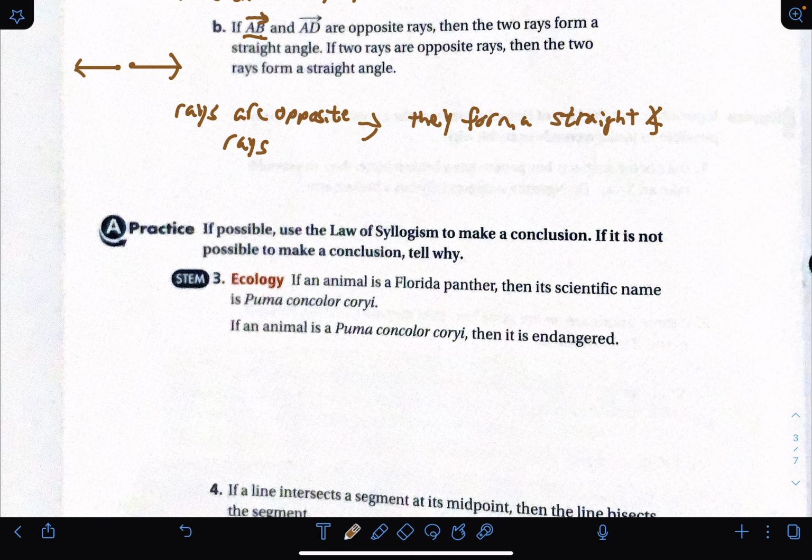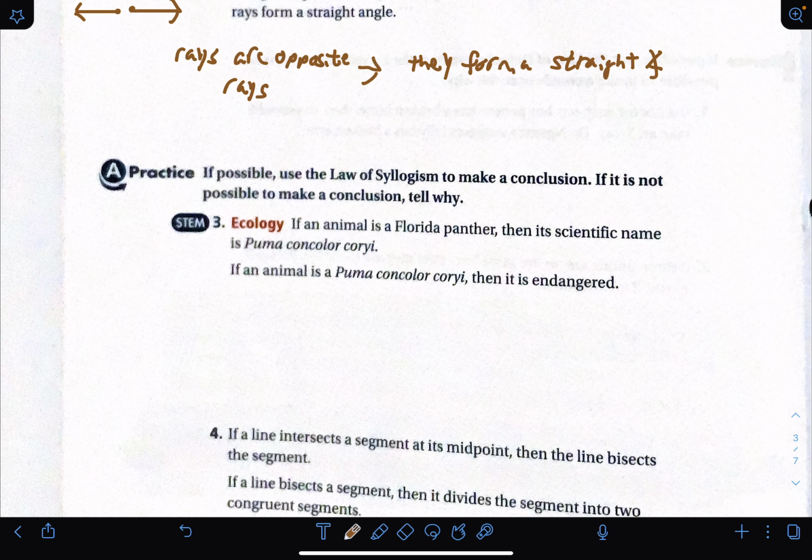All right. If an animal is a Florida panther, then its scientific name is Puma concolor. If an animal is a Puma concolor, then it is endangered. If possible, use the law of syllogism to make a conclusion. If it is not possible to make a conclusion, tell why. Well, if an animal is a Florida panther, then it has that scientific name. Okay, that's the first if-then statement. If that animal has that scientific name, then it is endangered.